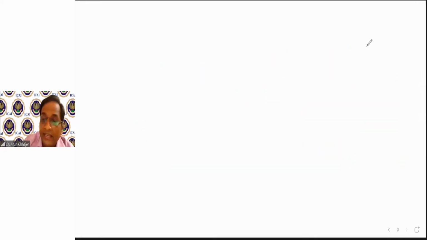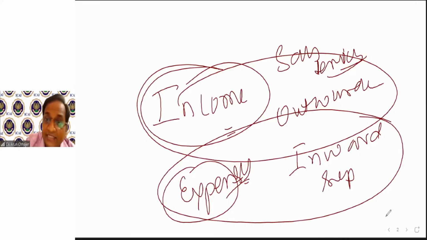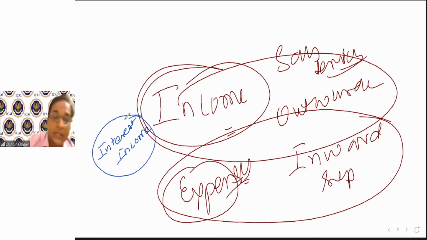So by understanding the same logic, if I am receiving interest income, is it my outward supply or my inward supply? Please confirm. क्या ये मेरी आउटवर्ड सप्लाई है या मेरी इनवर्ड सप्लाई है? एक बार कंफर्म करो. Please confirm once again.